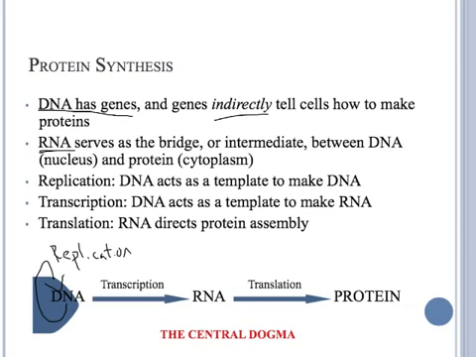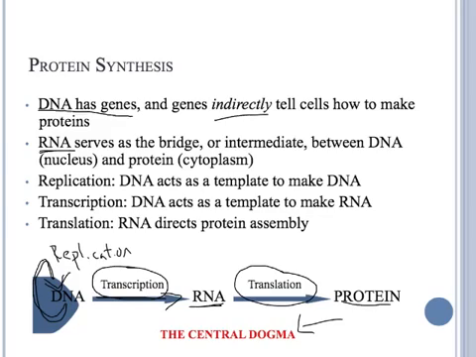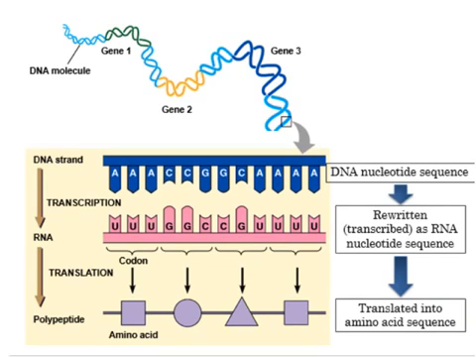So we can look at something called the central dogma, which is how DNA is turned into protein. If I use DNA to make more DNA, like right here, that's called replication. If I use DNA to make RNA, that's called transcription. And if I use RNA to then build my protein, we call that process translation. So here's a picture of the central dogma.